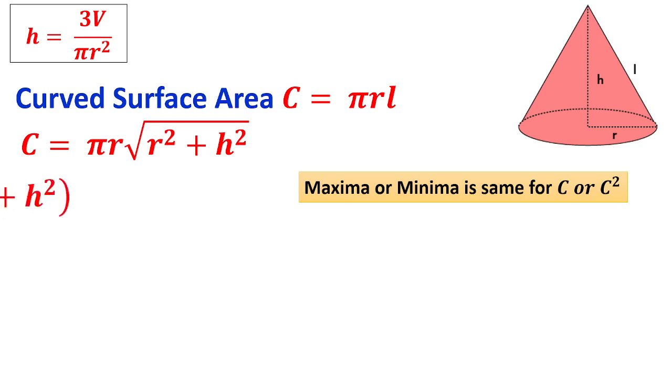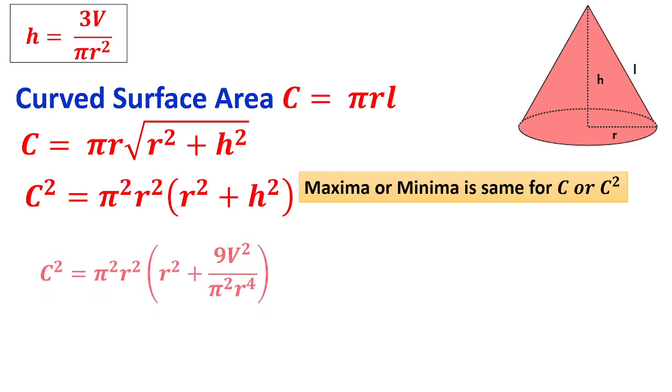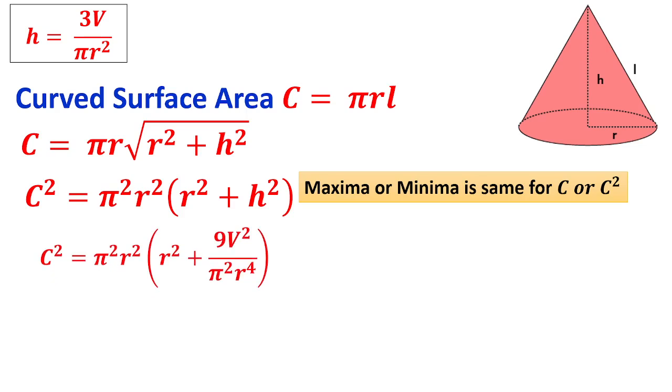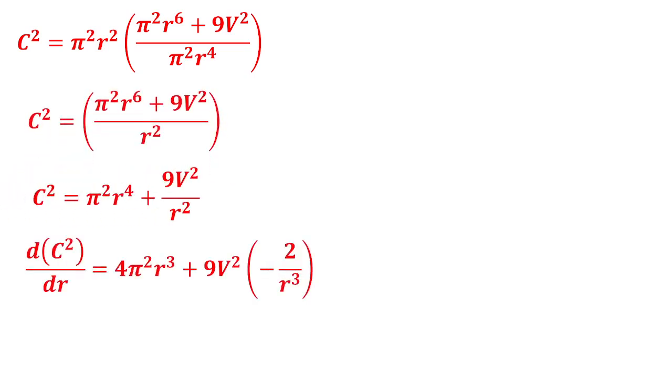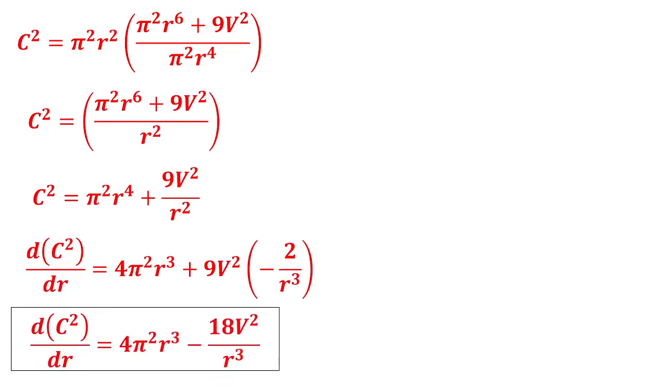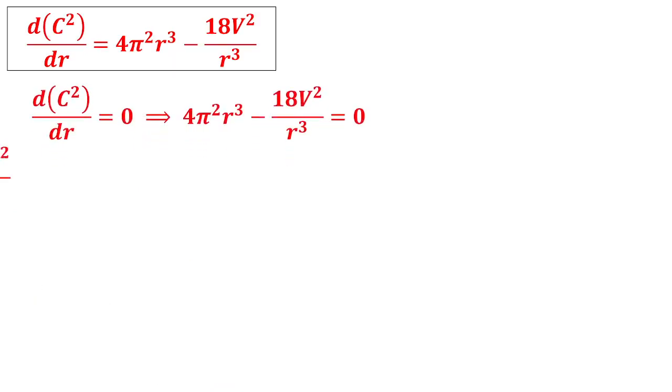I am squaring them because the maxima or minima is the same for C or C square. Now, I am replacing H by 3V by pi R square. Therefore, 9V square by pi square R to the power 4. Simplify. You will get this final simplification of C square. Differentiate with respect to R. I have differentiated. Now equate it to 0.